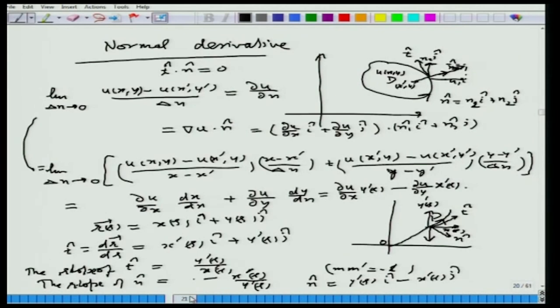Since the function is defined only inside D, we took the minus of what is usually taken, that is, u of x dash y dash minus u of x y over delta n, with the limit delta n tending to 0. We took minus of that since the function is defined only inside the domain D. That is what is defined as the normal derivative del u by del n, which we have seen is the gradient of u dot product with the unit vector in the direction of the outward normal. We added and subtracted u of x prime y, and then individually these limits were taken, and we saw that it is nothing but the gradient of u dot n cap. n cap is the outward unit vector in the normal direction.